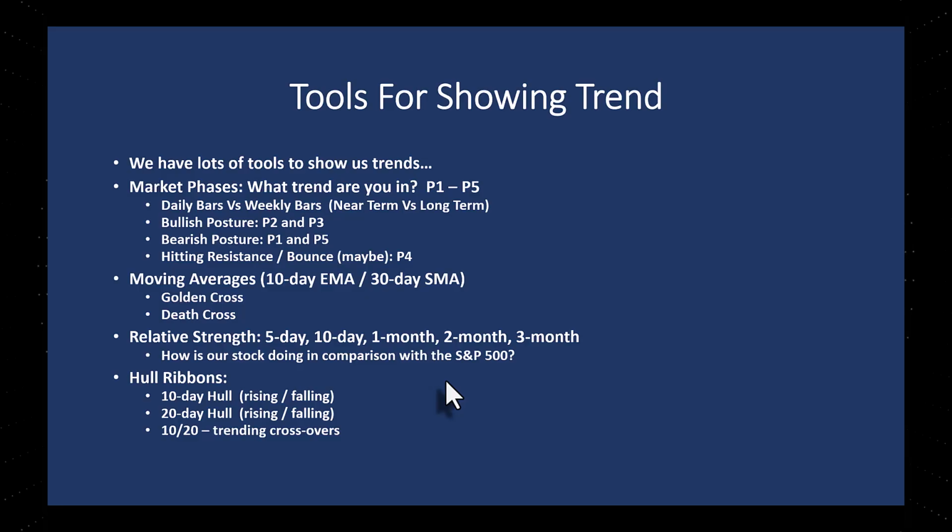We've got the relative strength that shows how well the stock is doing in comparison to the S&P 500 over a specific time range, a time span. And that's very useful to know with regard to your stock and how it's doing with the broader market. And then we've got the Hull ribbons that we use for showing near-term trending states with the Hull 10 and Hull 20 moving averages.